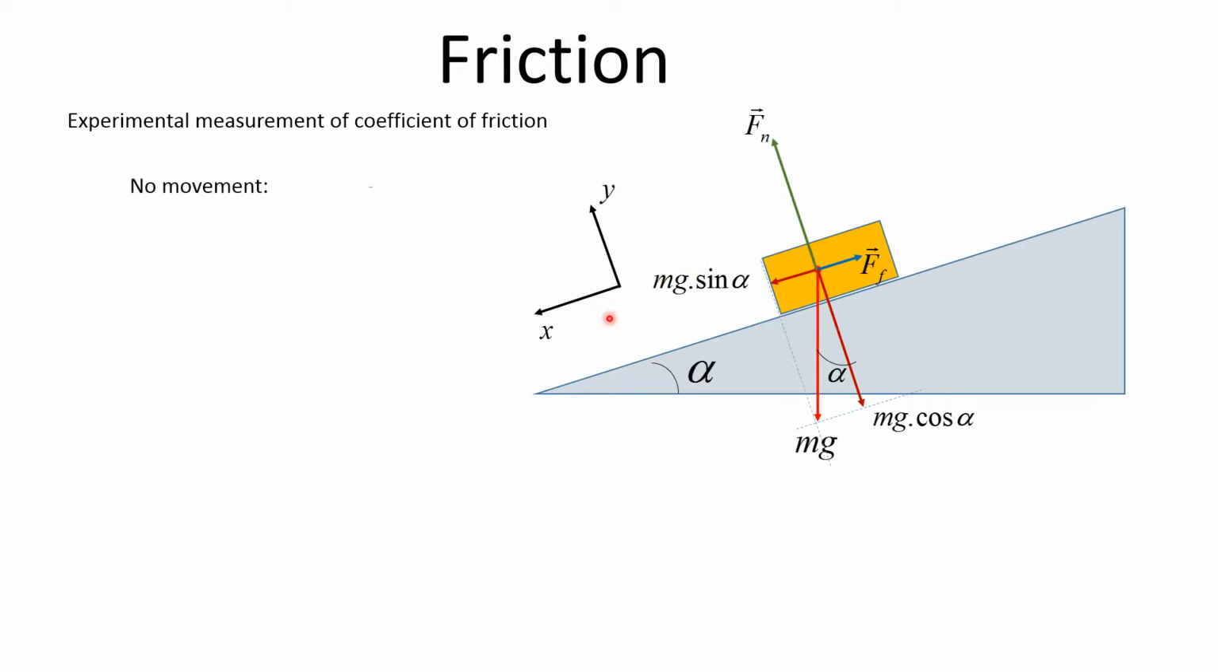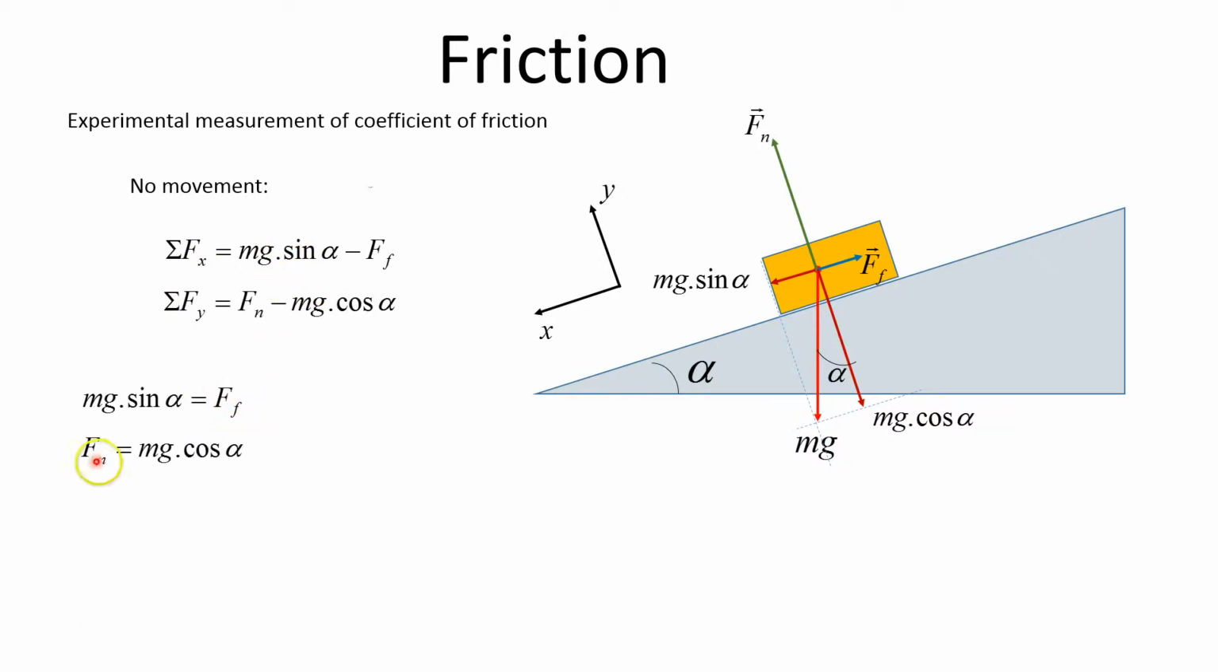Well, there is no movement. That's the moment just before we start sliding. That means that the forces along the x-axis are zero, which means mg times sine alpha minus the frictional force is zero. And the same for the y direction, because we have no movement in the y direction either. The normal force minus the force downwards, mg cos alpha, is zero. So in the x direction, mg sine alpha equals the frictional force, and the normal force equals mg cosine alpha.